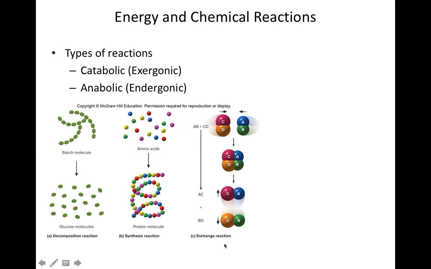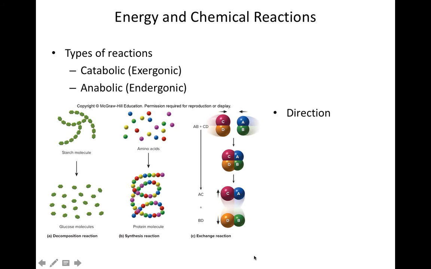The third type of reaction combines the previous two. It's called an exchange reaction. So you're going to break a bond and form a bond. So you're going to rearrange basically the bonds in these molecules and end up with two different molecules. So you start with AB and CD and you end up with AC and BD. So this is just a combination of a decomposition and a synthesis reaction.